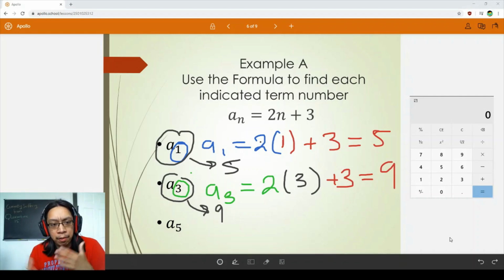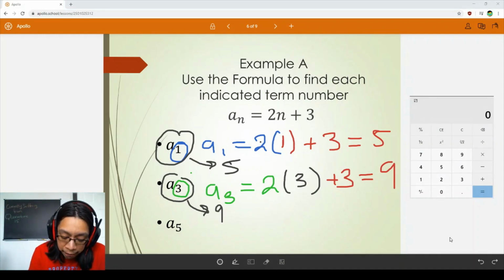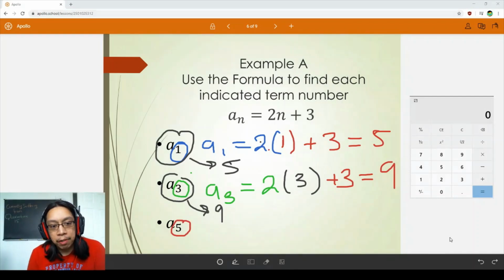Make sense? So notice how we're just doing this. We're just taking the number, we're plugging it in, we're getting an answer out of it. That's basically how these formulas work. Straightforward and simple. Look at the next one. A5. If you had to take a guess, you would think, we're going to be plugging in 5 this time, and you would be right.